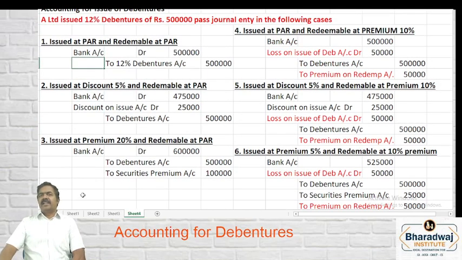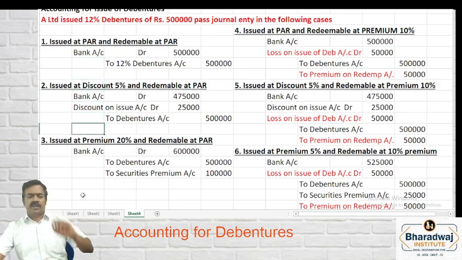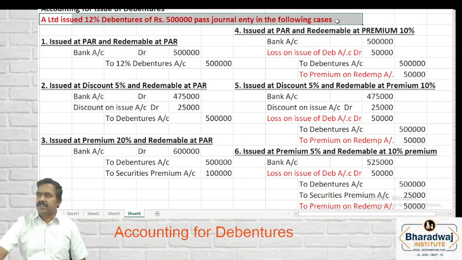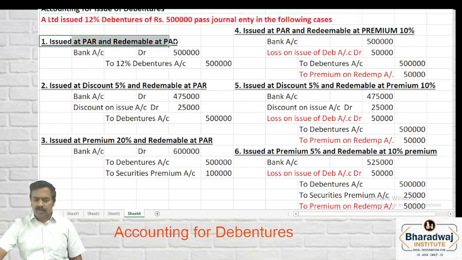This can be tested ranging from 3 marks to 6 marks. If it is a 6 marks question, they can give you a statement like this. A Limited issued 12% debentures of 5 lakhs. Pass journal entry in the following cases. Number 1, issued at par, redeemable at par. Issued at discount, redeemable at par. Issued at premium, redeemable at par. They will give you in the question.